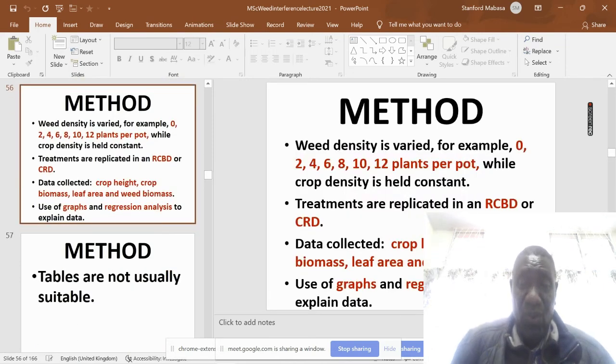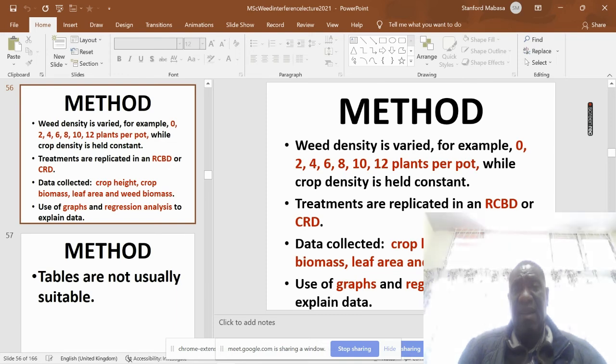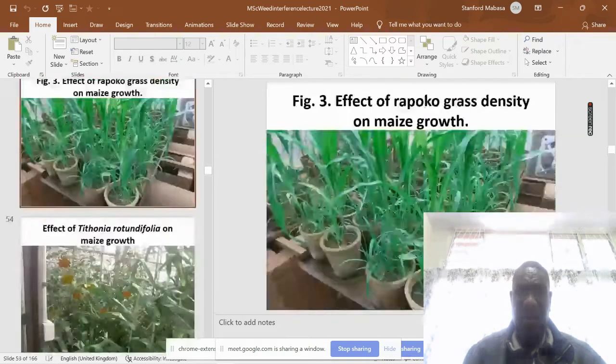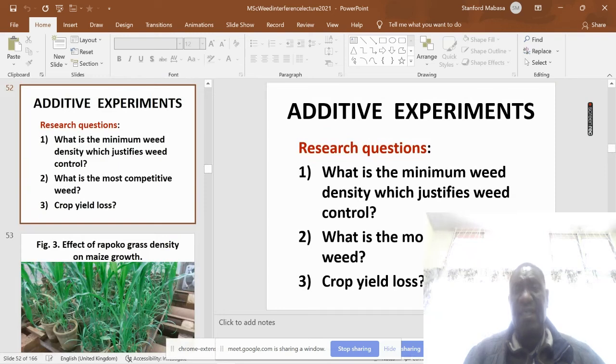So I want to go into the methods. Remember, we want to determine the competitive ability of the weed. We also wanted to determine the crop yield loss. So these are the questions. We also wanted to determine the minimum weed density, which can justify weed control.